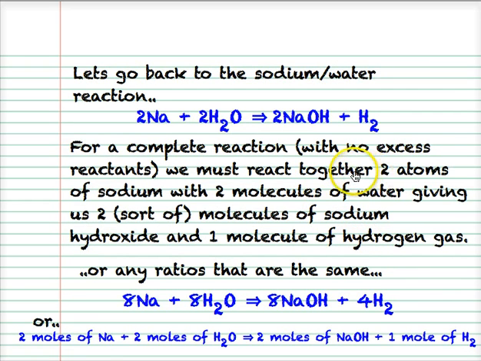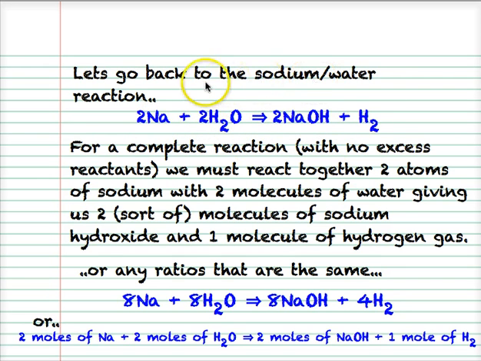So let's go back to the sodium-water reaction now. This is the equation we had. Now for a complete reaction with no excess reactants, no waste, we must react together 2 atoms of sodium, 2 molecules of water. Or any ratio of that. It could be 4 atoms of sodium and 4 molecules of water. It'll just double everything through.